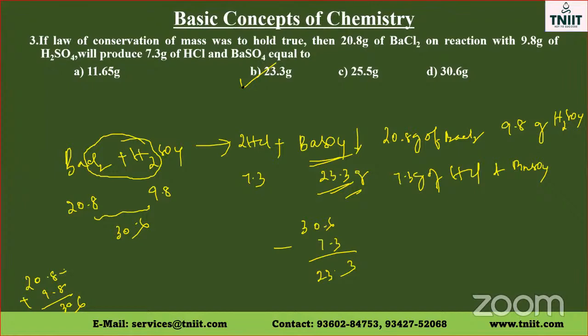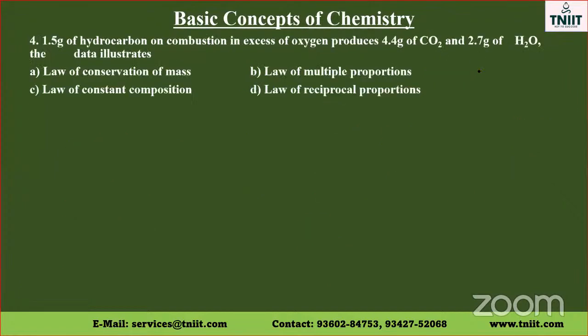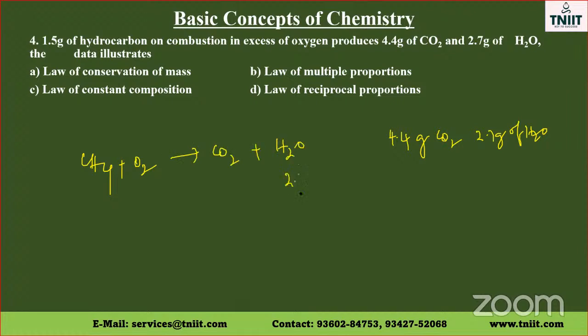1.5 grams of hydrocarbon on combustion with excess of oxygen produce 4.4 grams of carbon dioxide and 2.7 grams of water. The data illustrates 1.5 grams of hydrocarbon. Now, for example, if you take methane, it's 1.5 grams and it's heated with oxygen. For combustion, we need oxygen. We get carbon dioxide and water. This is 2.7 grams and this is 4.4 grams.